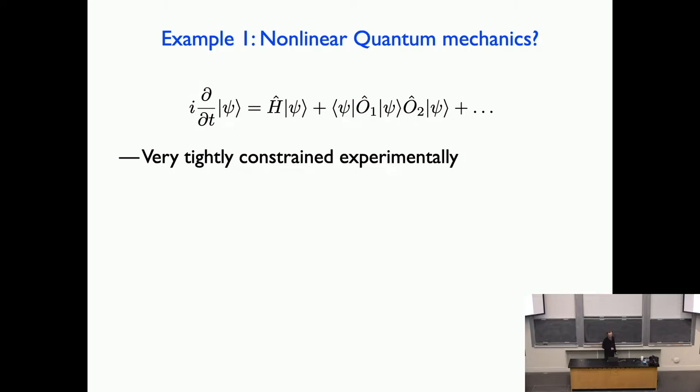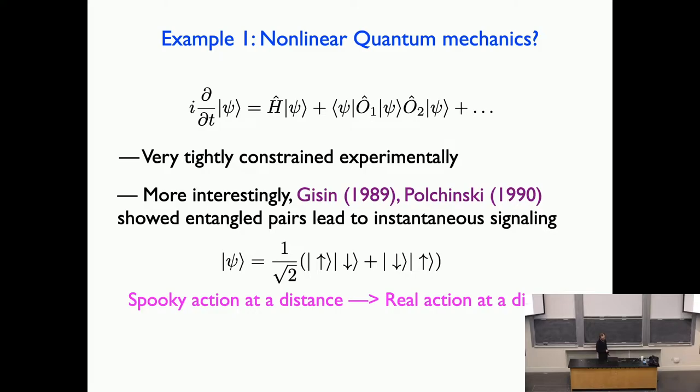Now, such a thing is very tightly constrained experimentally, to be sure. But very interestingly, going back some 30 years to Gisin and Polchinski, they pointed out that there's something very bizarre going on in this theory. So you can already get a clue that something funny might be going on with locality if you look at this term here. If you were to study this thing in its position basis, so think of psi as a function of position, to find out what the wave function is doing here, I somehow am supposed to do an integral over all space. That doesn't sound very local.